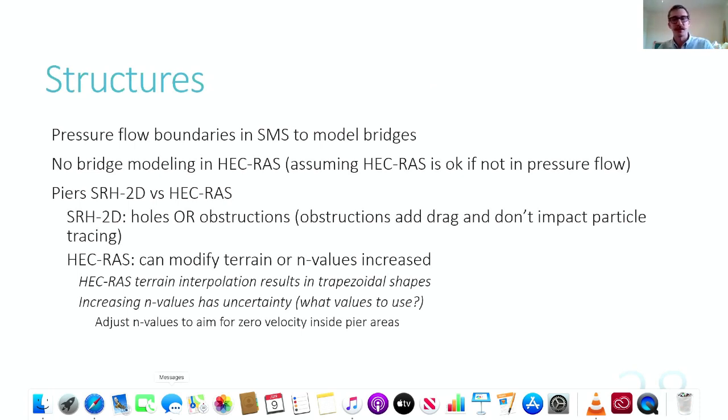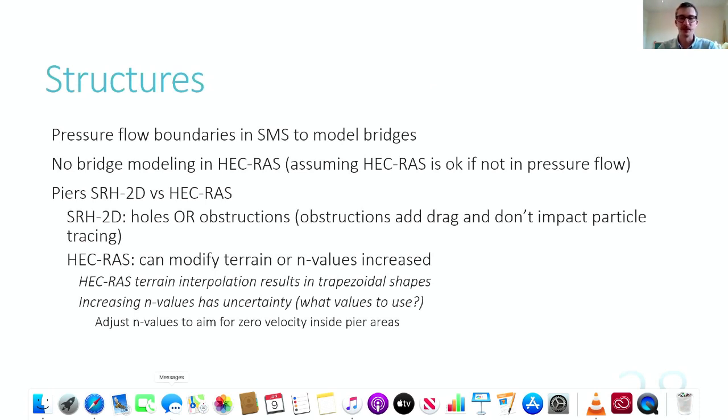For piers, I do want to say that Aquaveo, they don't really distinguish between either pier method that they have. So one pier method is you can use holes that just take a hole, it creates a hole in the mesh, and this provides an obstruction to flow because it can't flow through the hole, so it has to go around it. The other option is to use an obstruction. And these obstructions, while they will reflect a pier, they actually don't change the particle velocity tracing. So we ended up using a hole for our SRH2D model so that we could get that visualization.